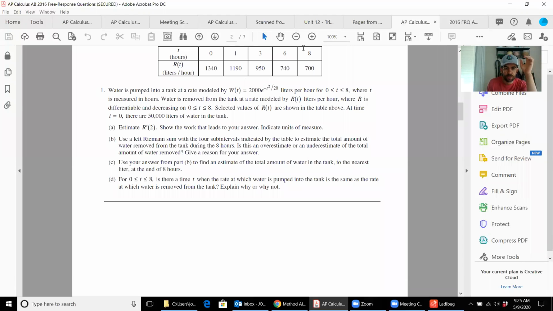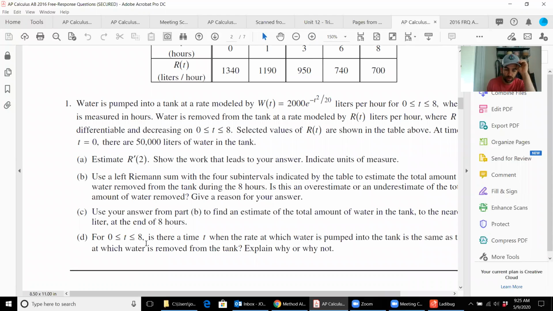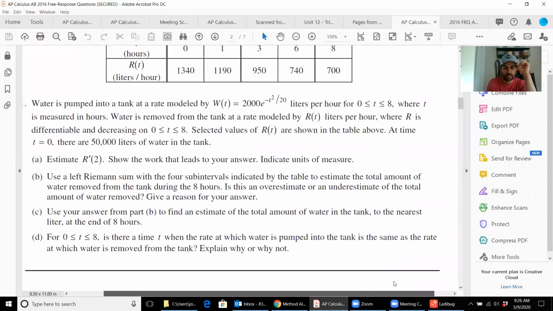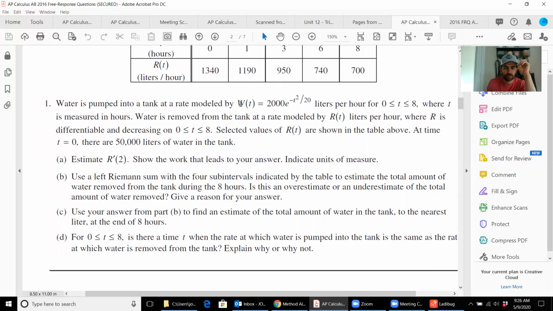So the very last question, it's actually kind of a tough question. It says, for between 0 and 8, there is a t where the rate at which the water is pumped into the tank is the same as the rate at which the water is removed. And let me see, the water is pumped into the tank. So this is the pumping into the tank, and function R is how fast it's being removed.